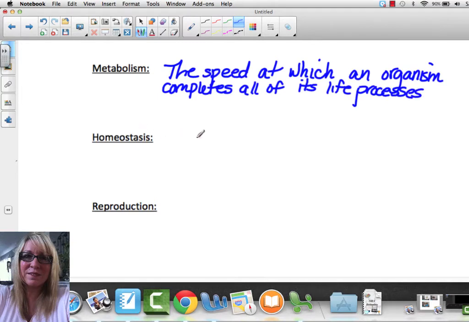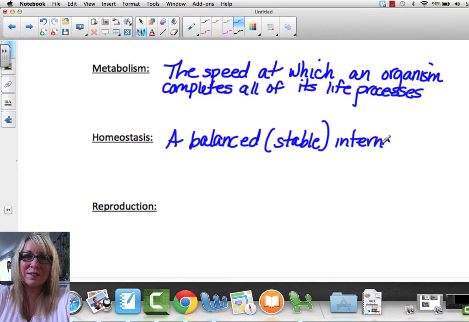The next one is homeostasis. This is a balanced or stable internal environment.